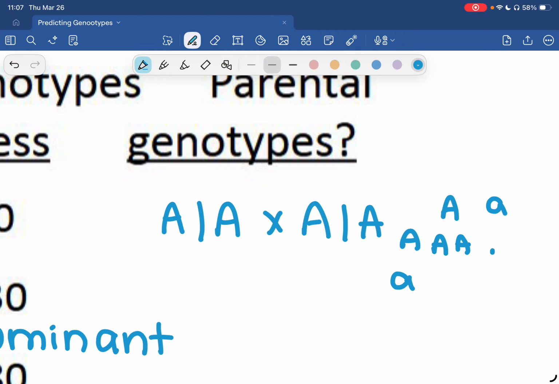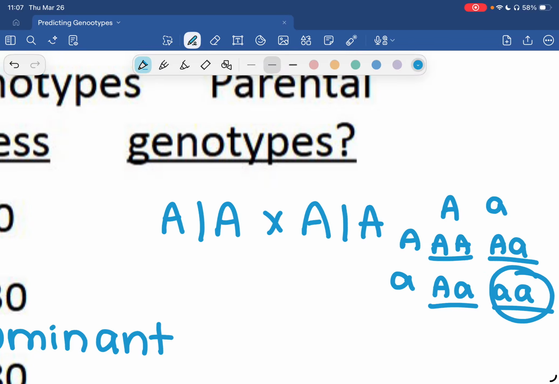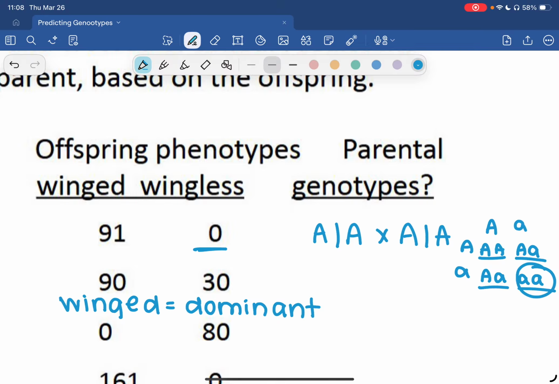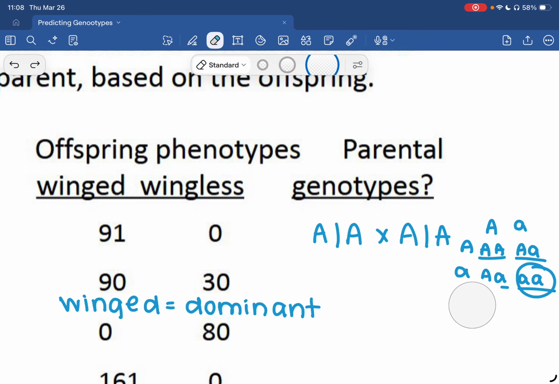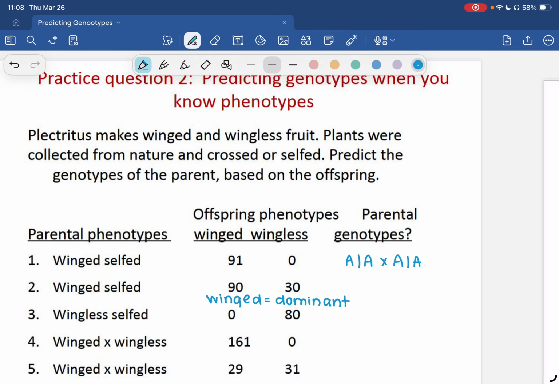So I'll show you real quick. If you do two heterozygous individuals, you can see that 1 to 2 to 1 ratio, so that 1 to 2 heterozygous to 1 homozygous recessive. So this homozygous recessive is not being shown here. So that's why we can rule out that it's a heterozygous individual for that particular case.